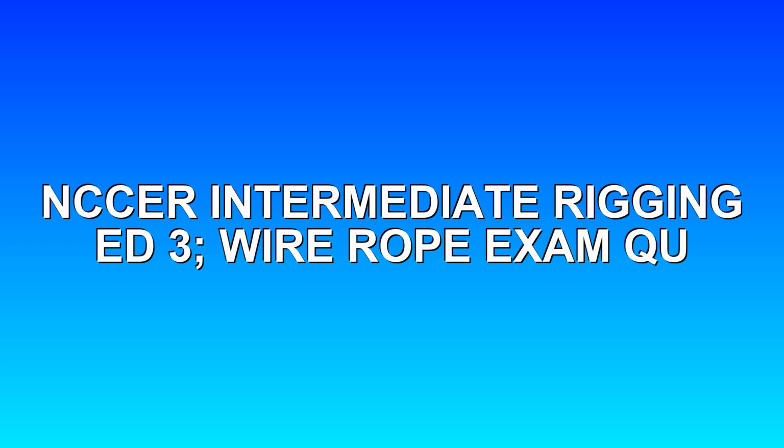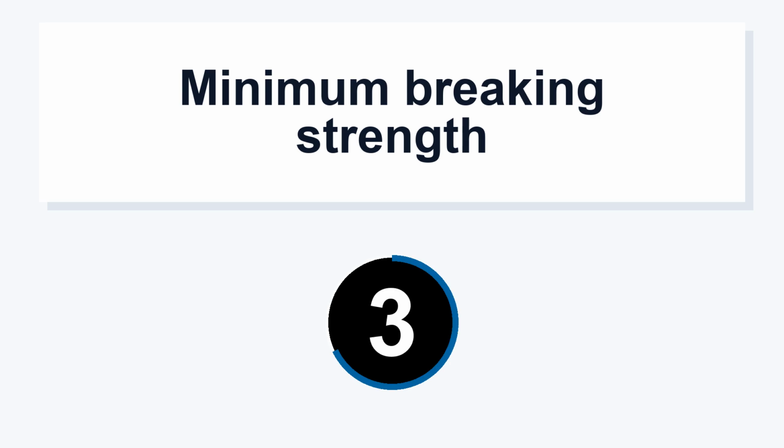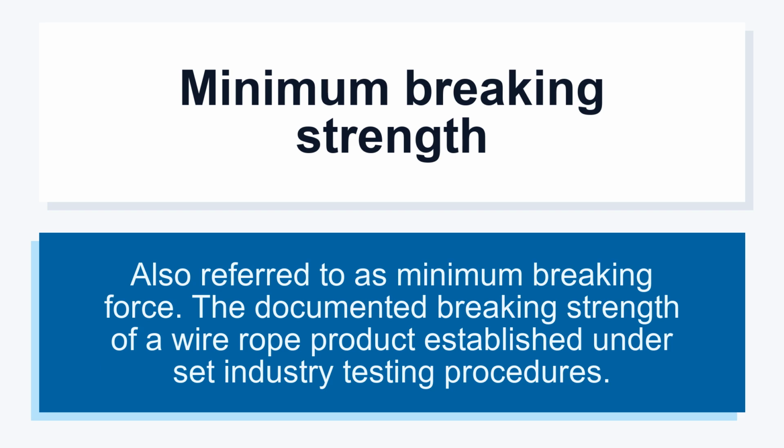NCCER Intermediate Rigging Ed 3 Wire Rope Exam Chew. Minimum Breaking Strength. Also referred to as minimum breaking force. The documented breaking strength of a wire rope product established under set industry testing procedures.